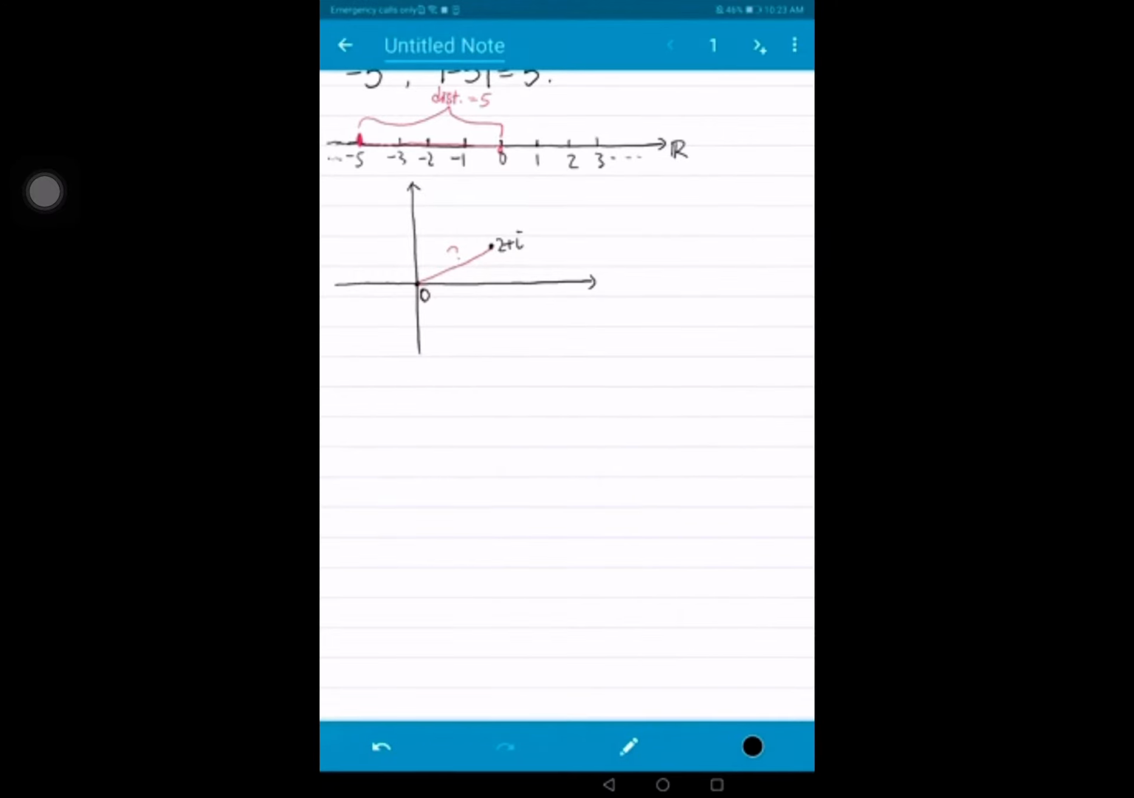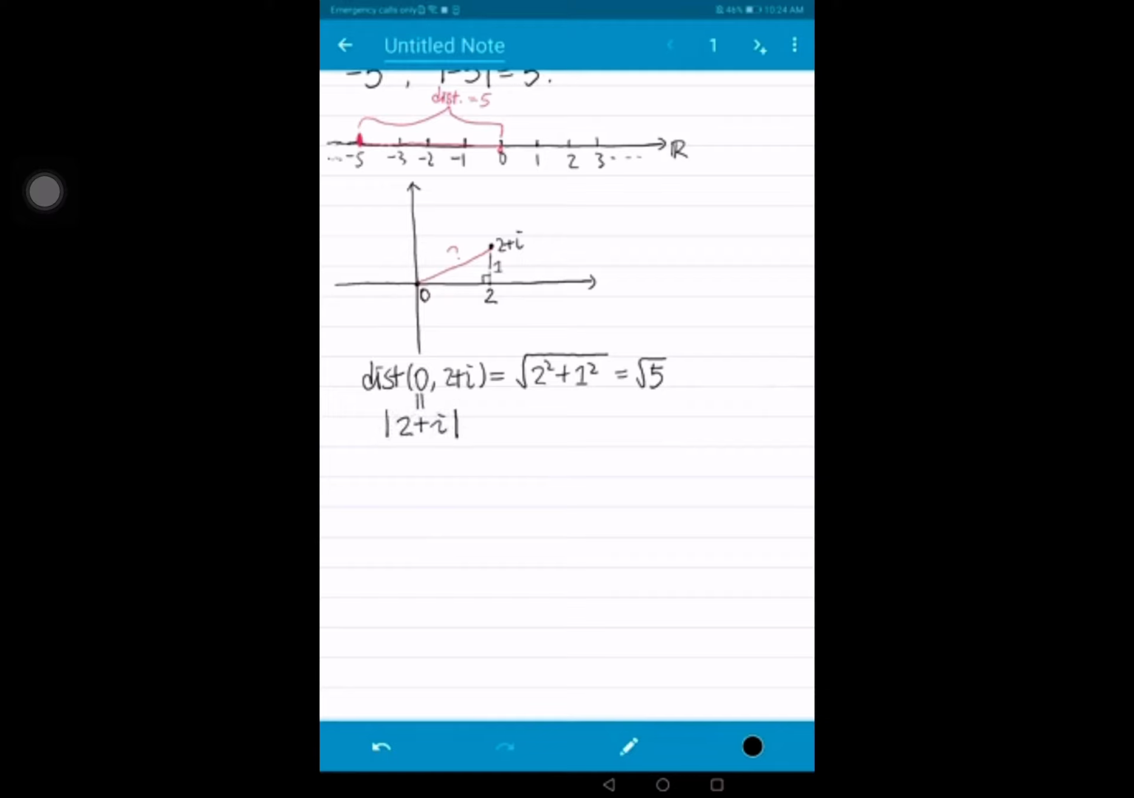Well, let's make the following observation. If I draw a vertical line starting from this point to the real axis, the horizontal distance is 2, the real part, and the vertical distance is 1, the imaginary part, right? And we note that this is a right angle triangle, right? So the distance between 0 and 2 plus i equals the square root of 2 squared plus 1 squared. And this is square root of 5, right? And what is this distance? Well, this is exactly the absolute value of 2 plus i, right?